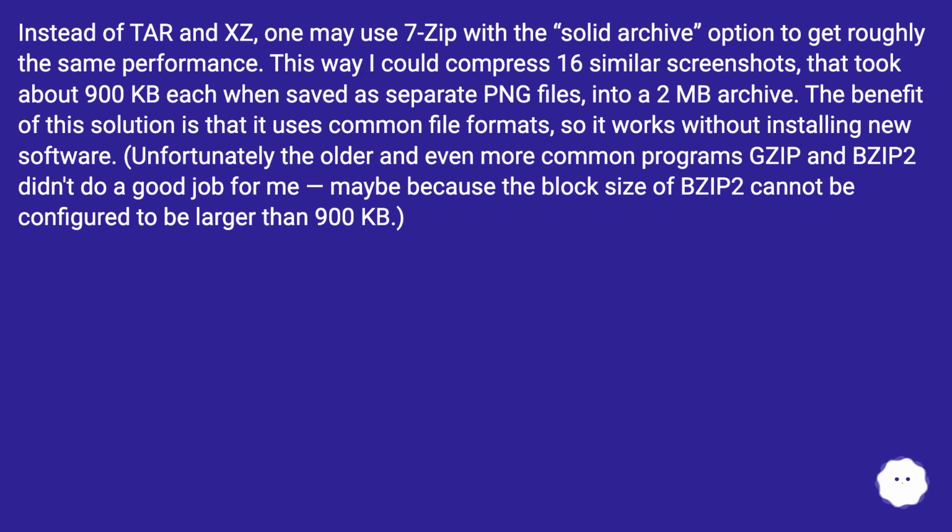This way I could compress 16 similar screenshots that took about 900 KB each when saved as separate PNG files into a 2 MB archive. The benefit of this solution is that it uses common file formats, so it works without installing new software. Unfortunately, the older and even more common programs gzip and bzip2 didn't do a good job for me. Maybe because the block size of bzip2 cannot be configured to be larger than 900 KB.